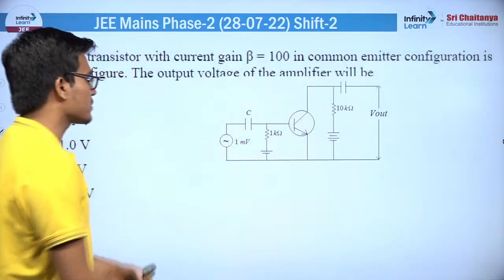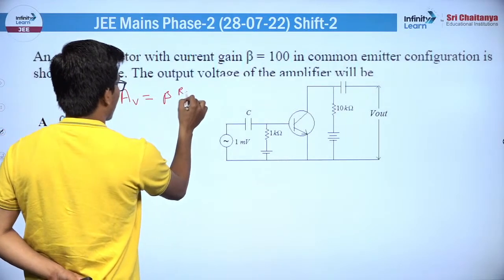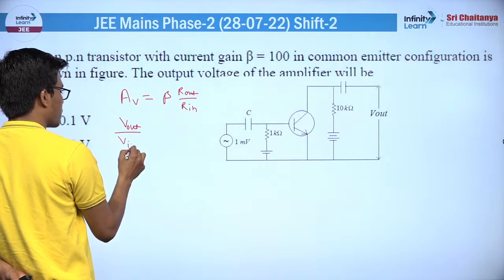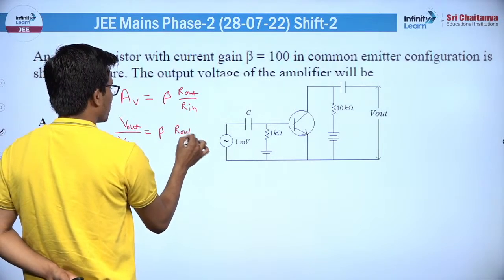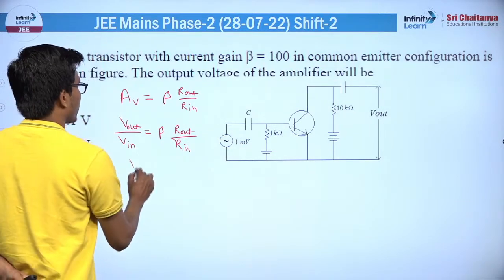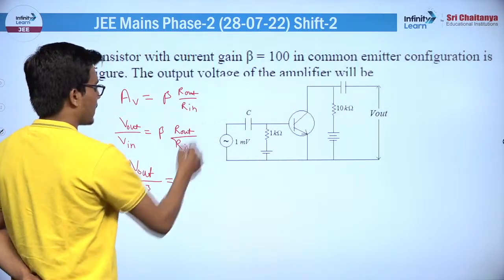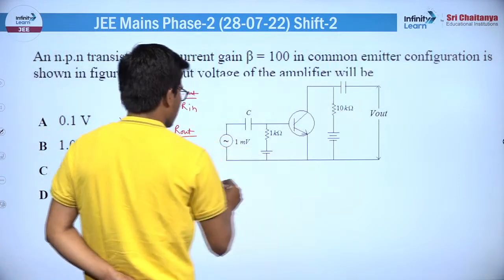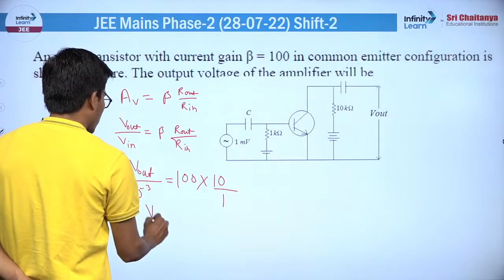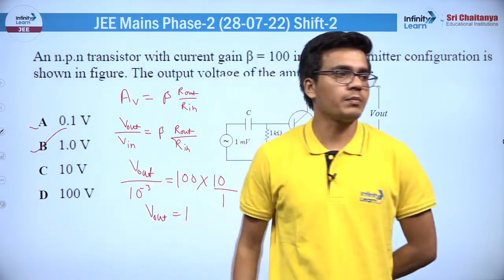Next question is from transistor chapter. Again a simple chapter. You know that voltage gain is given by beta times of R output upon R in. Voltage gain you can write as output voltage upon input voltage, beta R output upon R in, right? Output voltage is given or not? No, we have to find. Input voltage is given as 1 millivolt, beta value is 100, output resistance is 10 kilo ohm, input resistance is 1, so 10 to the power minus 3, 10 to the power plus 3 will become 1, so answer should be 1 volt, that is in B option.